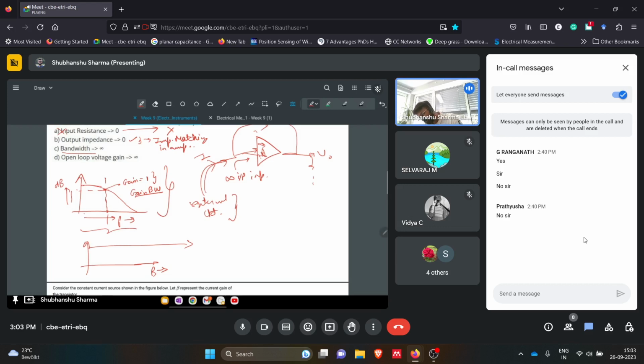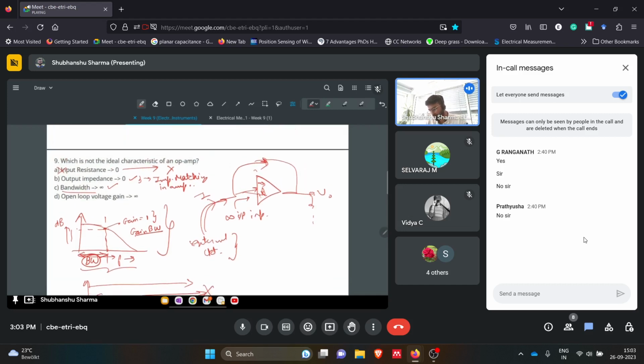So what is bandwidth? Bandwidth is this: the point till which the op amp can give a gain of 1 in decimal scale. That is the bandwidth of that op amp. After that, the gain will be reducing. Ideally, we needed this to be infinite, for all frequencies, but we cannot get that. So this is the ideal characteristic of the op amp.